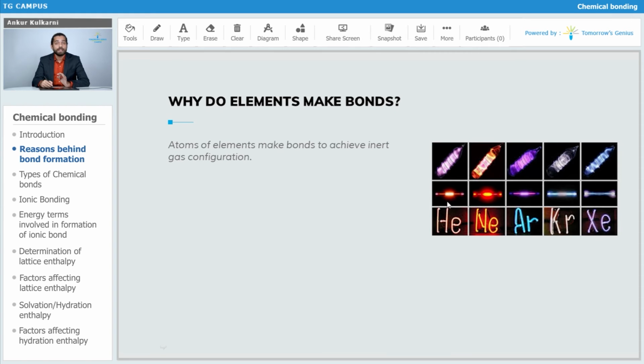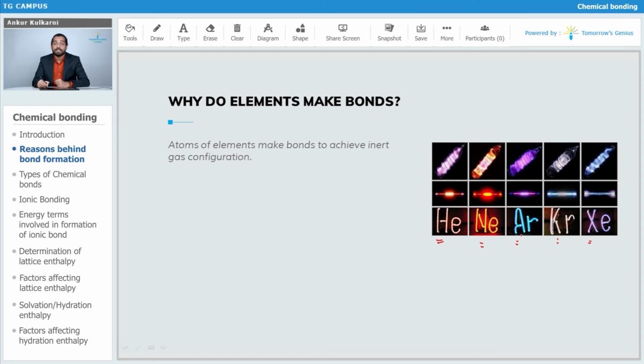So this is the criteria behind bond formation: bond formation takes place to achieve the noble gas configuration. When we talk about noble gases or group 18 elements, what are they? As you can see on your screen, the group 18 elements are helium, then neon, then argon, then krypton, and then xenon.